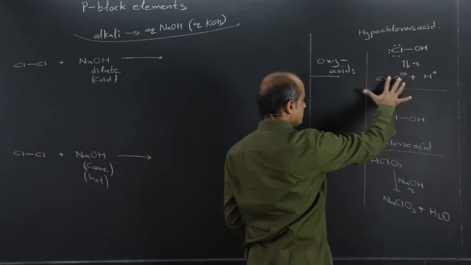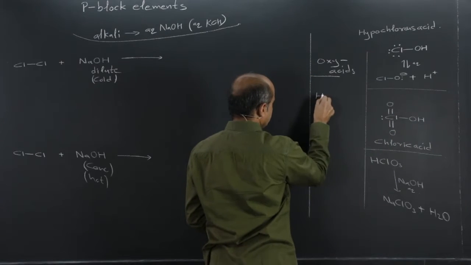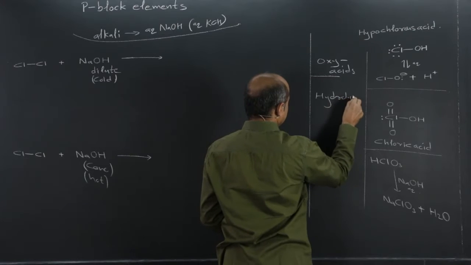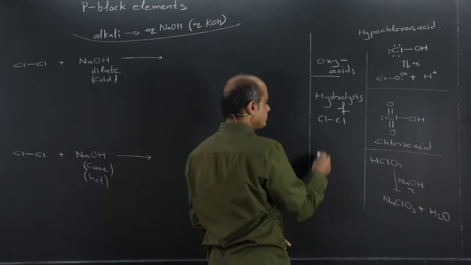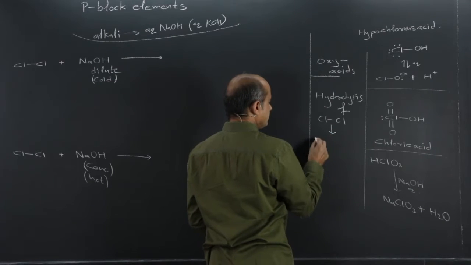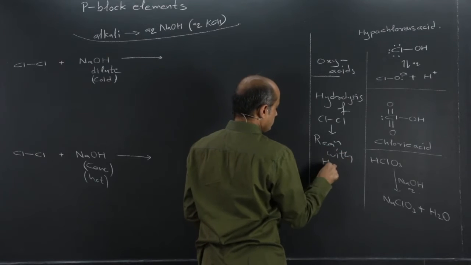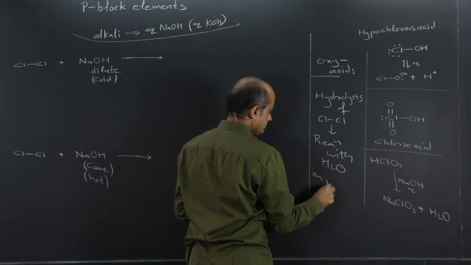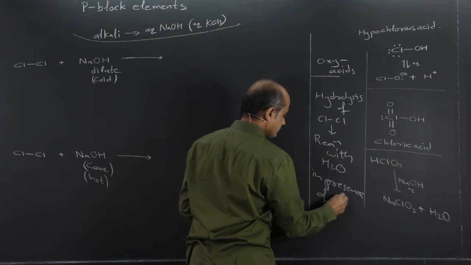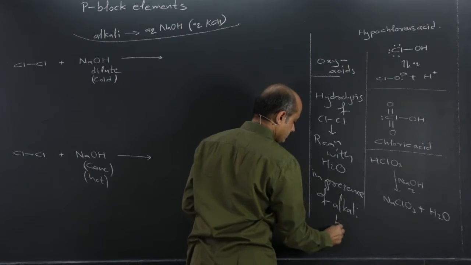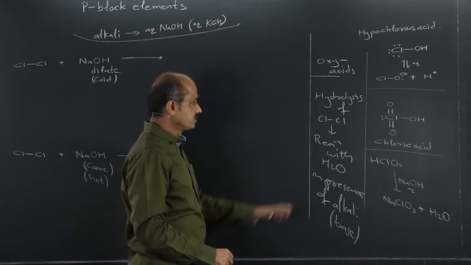Now, these oxyacids are produced by hydrolysis of chlorine. Hydrolysis is reaction with water in presence of alkali, base NaOH, KOH, strong base. So, this much we should know.